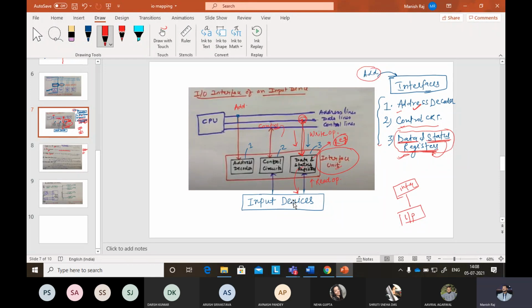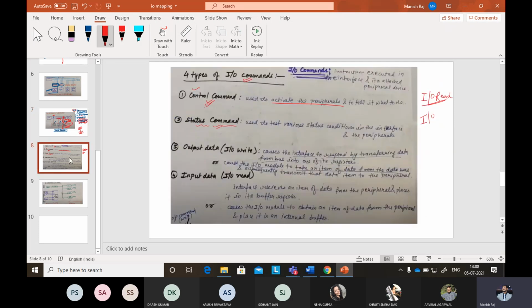Okay, so this data is sent to the interface register, which stores the data, and then the data is sent to the data line. This data line is connected to the CPU, so your data will reach the CPU. This is the mechanism to write and read. There are two types of signal, input write and output write, by which you can read the data or write the data. Is this part clear?